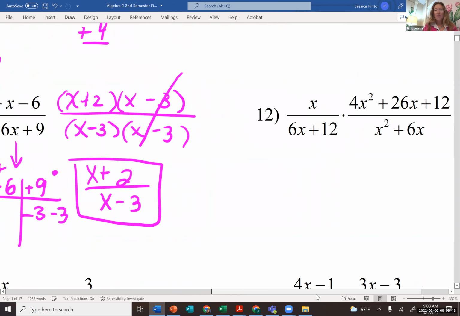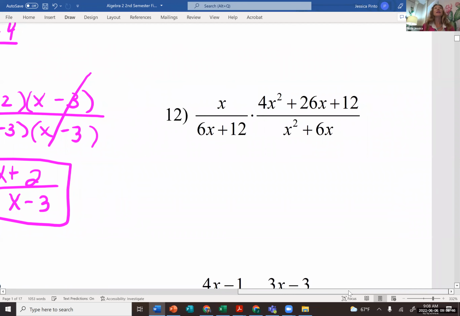Looking at number 12, I see a similar idea. I've got binomials. I noticed that there's a monomial x. I've got a trinomial, and I have another binomial. So I'm going to begin factoring. In this first fraction, I'm going to factor by taking out the GCF. This factoring is really fast and easy. I'm just dividing both of these by the number 6, and that gives me 6 parentheses x plus 2.